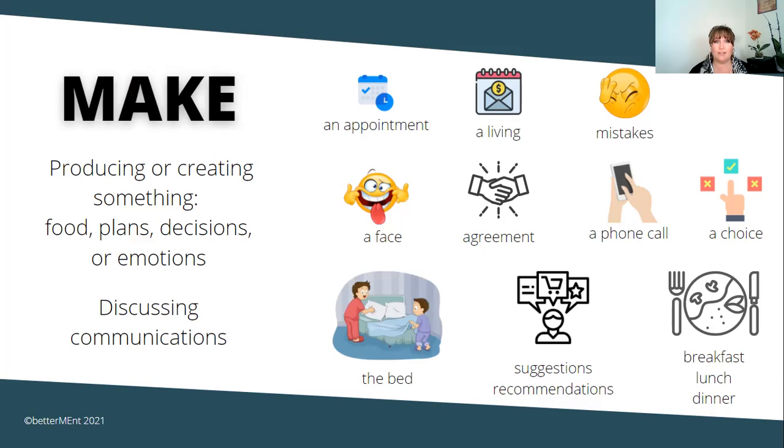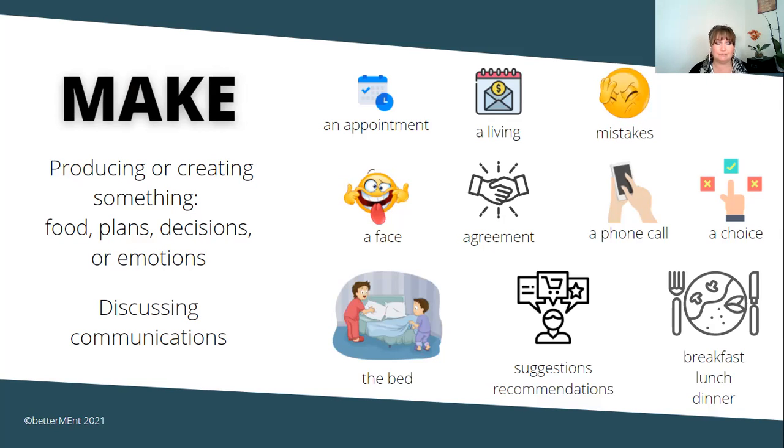Also, we create a living for ourselves. We make a living. We make or earn money. We produce it. We create it by something that we do in exchange for money. So we make a living.